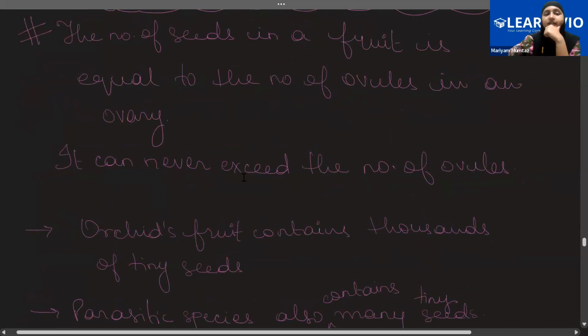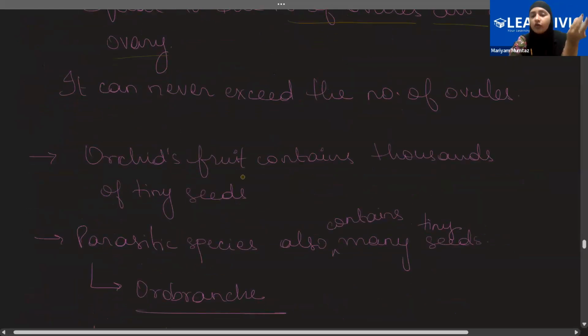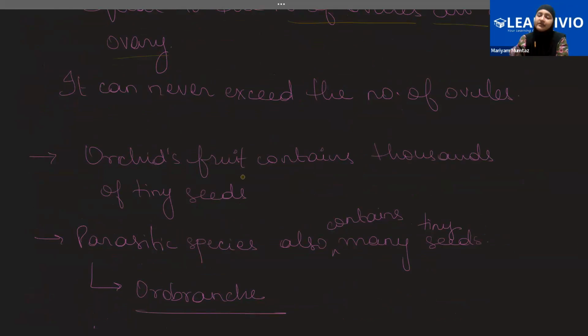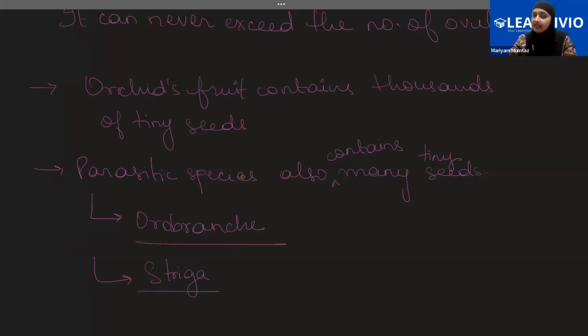Now moving forward, the number of seeds in a fruit is equal to the number of ovules in an ovary. Because if you say ovules or if you say seed, it is the same thing. If you say fruit or if you say ovary, again the same thing. Always remember that the number of seeds will never exceed the number of ovules, because ovules only turn into seeds. So if 5 ovules are there, 5 seeds will be present. If 10 ovules are there, 10 seeds will be present. It will not be more. Now, an orchid's fruit contains thousands of tiny seeds. It means that it has thousands of ovules present initially.